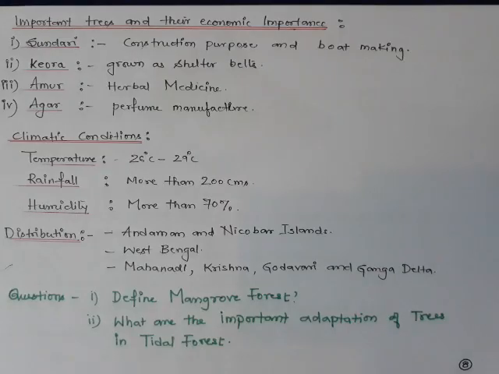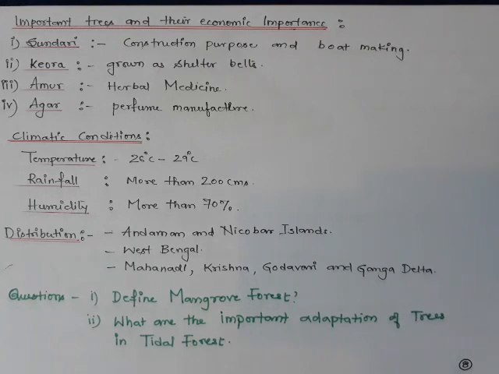Important trees and their economic values: Sundari, which is used for construction purposes and boat making; Keora, known as the shelter belt. Shelter belt, in the sense that it can be the natural habitat or give shelter to the animals. Amur has a medicinal value. Agar is used for manufacturing perfumes.